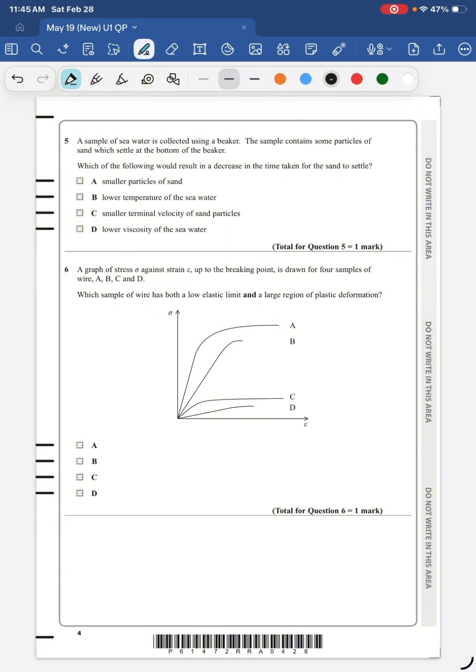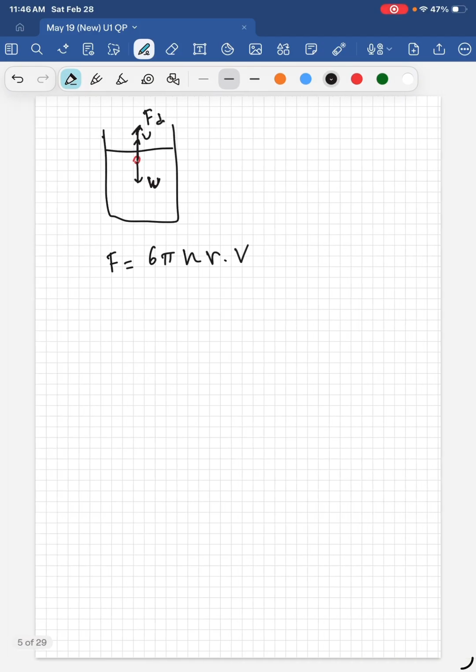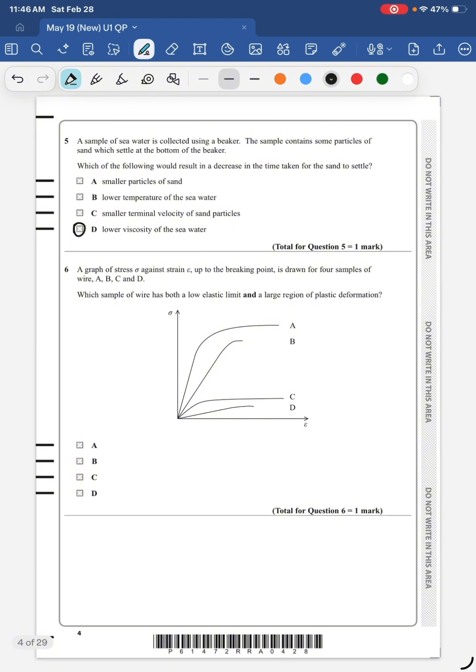So if we use smaller particles, they will have a smaller terminal velocity. So option A is not correct, now that I think about it, because this terminal velocity would be small and it will take a long time. Then B, if the temperature is lower, sorry, I didn't read that. Lower temperatures means higher viscosity, so it's going to take longer. So yeah, D is the correct answer, because if we have a lower viscosity, then the drag force will be reduced. I'm sorry for confusing you.